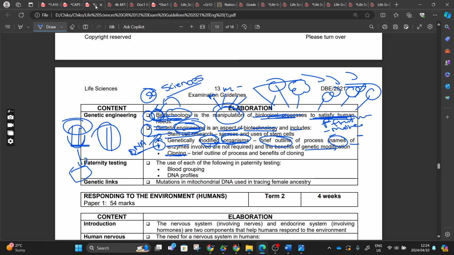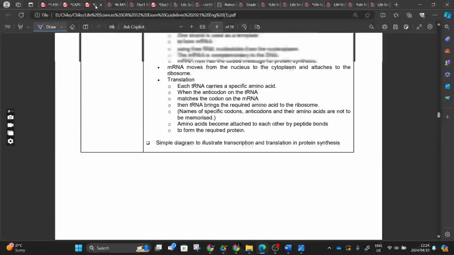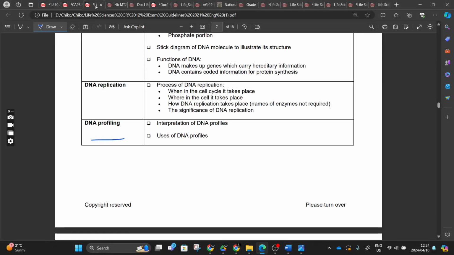Profiles. Right, thank you. And then as you can see with our examination guideline, you did this year, term 1, right? DNA profiling. And then you have to learn to interpret the DNA profile and uses of DNA profiles, right?